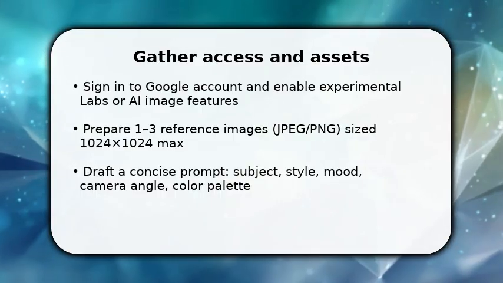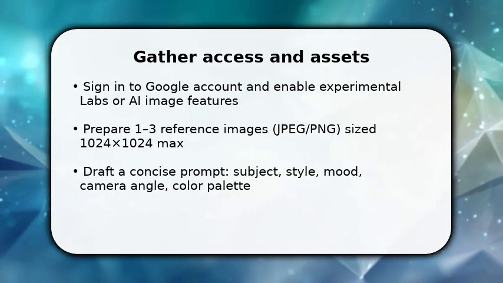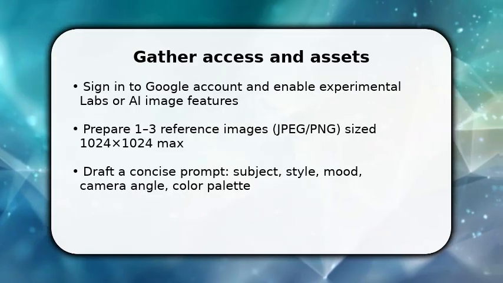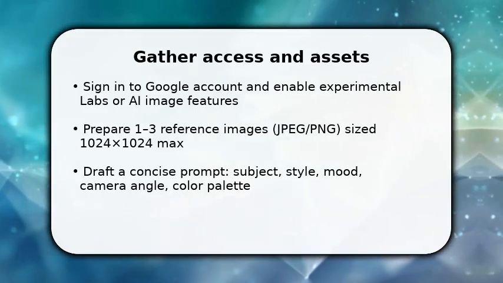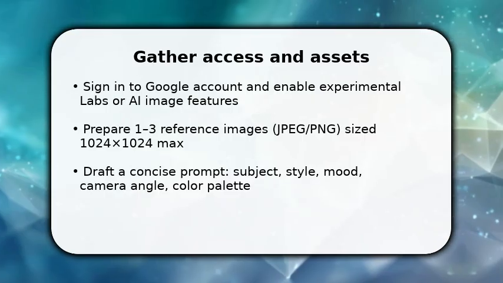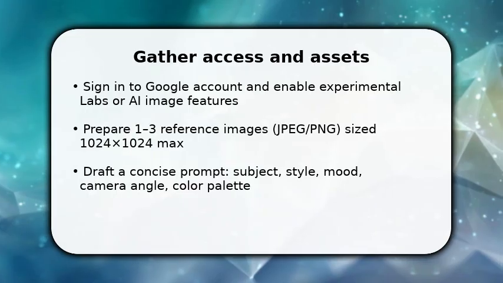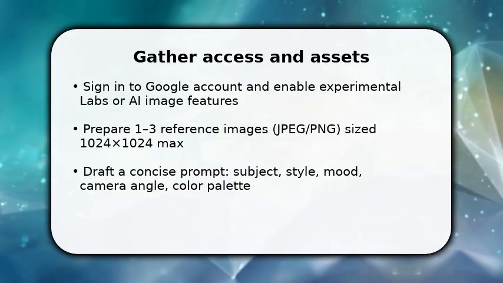You start by confirming access. Sign into your Google account and enable the AI image feature in Labs or the relevant product settings. Once done, collect 1 to 3 reference images in JPEG or PNG, roughly 1024 by 1024 pixels, to guide composition.